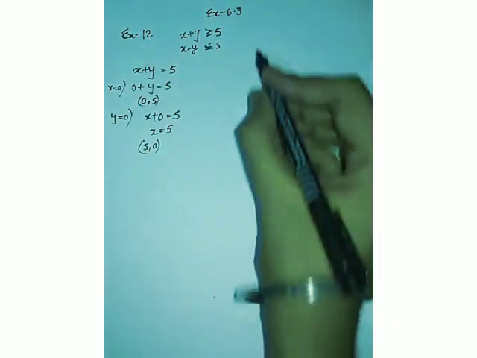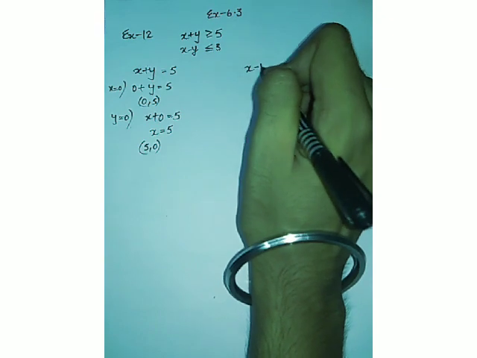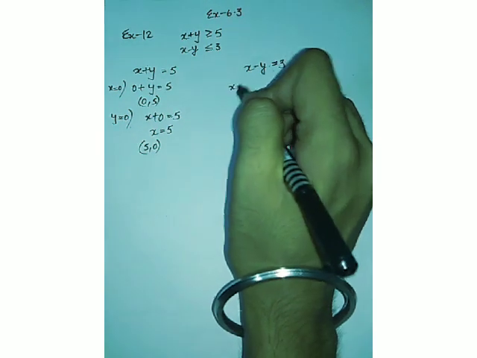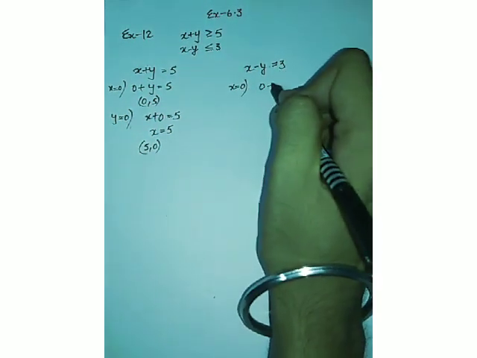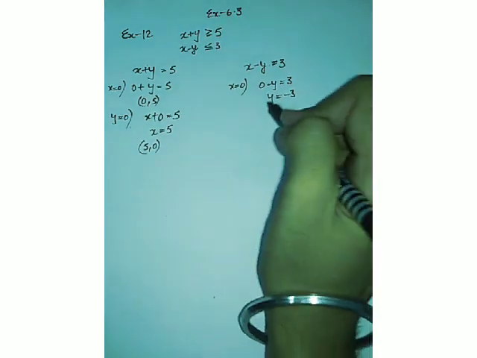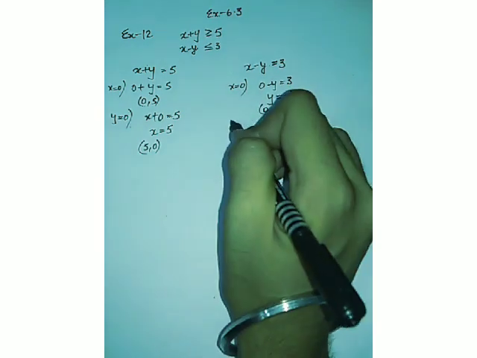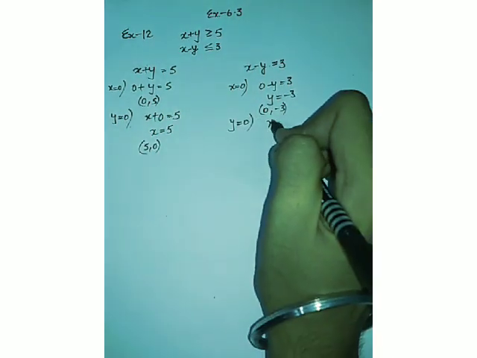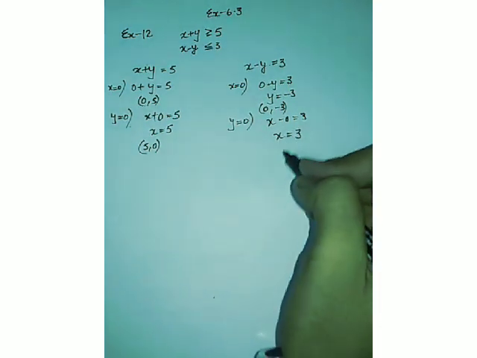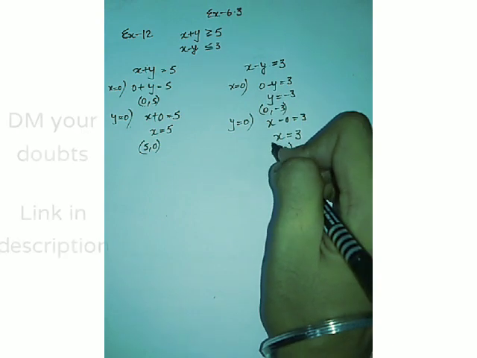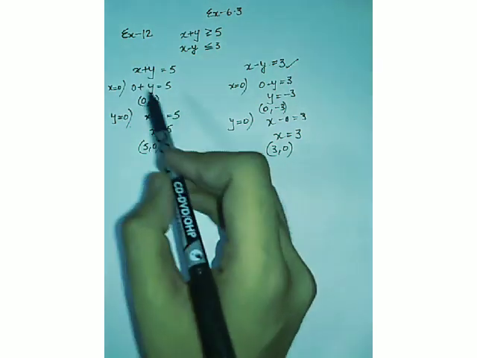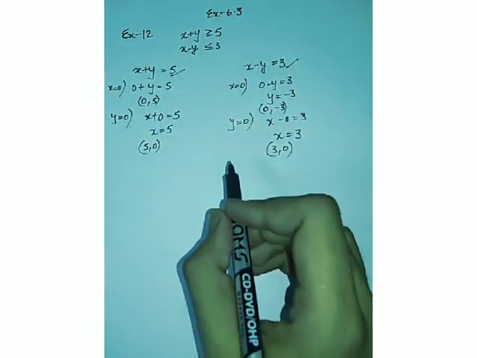Alright. Now solve the second inequality, that is x minus y equals 3. Firstly we will consider the equal sign only. At x equals 0, you will get 0 minus y equals 3, or y equals minus 3, so the point will be (0, -3). And at y equals 0, you will get x minus 0 equals 3, or x equals 3. Clear? Now the point will be (3, 0). So these 2 points will be for this line, and the other 2 points will be for the other inequality. So let's plot these points.